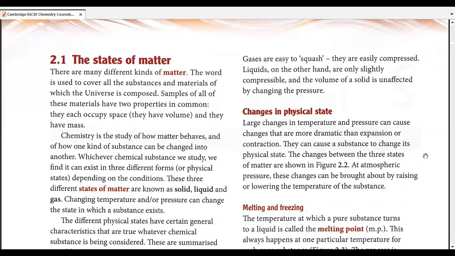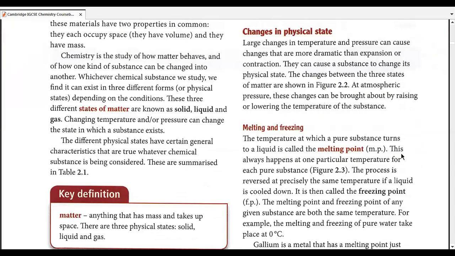All right, students. So we were discussing changes in physical states last time. So let's get started with it. Large changes in temperature and pressure can cause changes in physical states that we discussed last time. This can cause a substance to change its physical state.